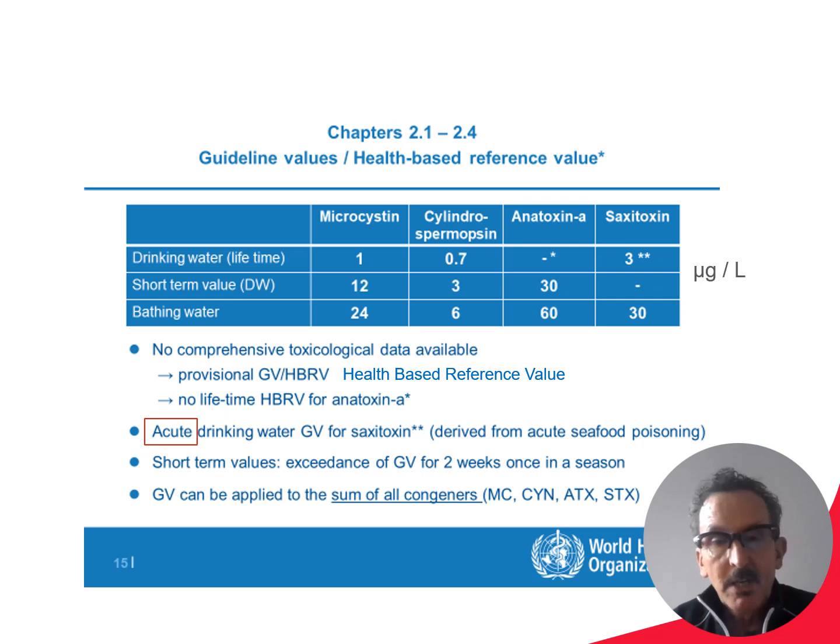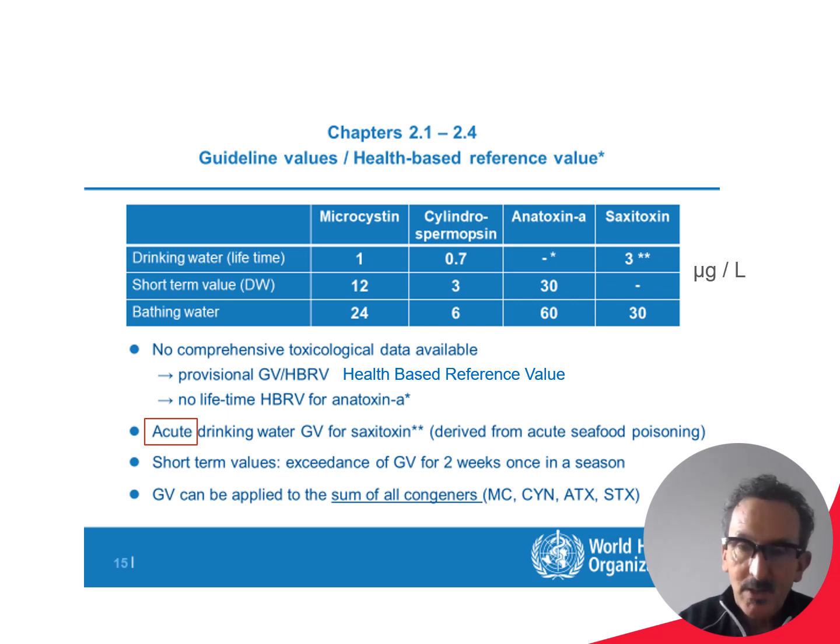We've said from the beginning that there are other cyanobacterial toxins than the microcystins. So for the microcystins, we've seen the numbers in this table, the 1, 12, and 24. You can also see, when data are available for other toxins like cylindrospermopsin and for the neurotoxins anatoxin-a and saxitoxin, how lifetime, chronic, short-term, and recreational guideline values play out, based again on animal studies available through the literature. So for short-term values, we say here, exceedance of the guideline for 2 weeks once in a season.